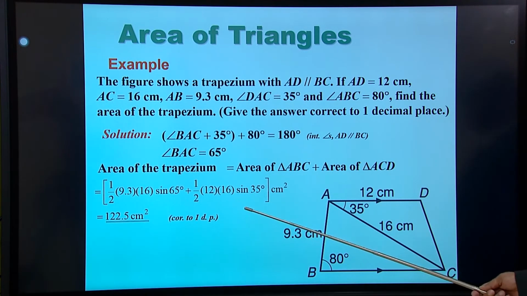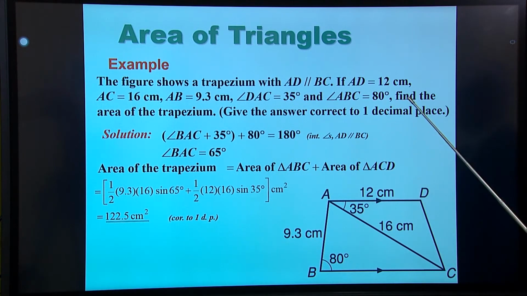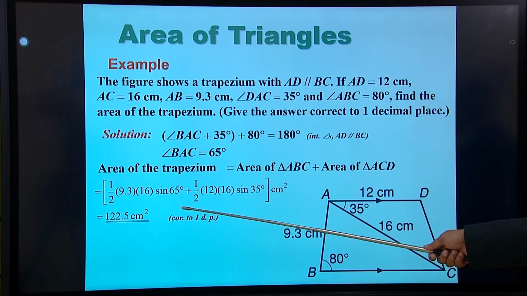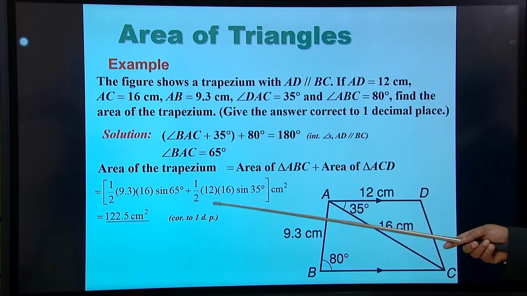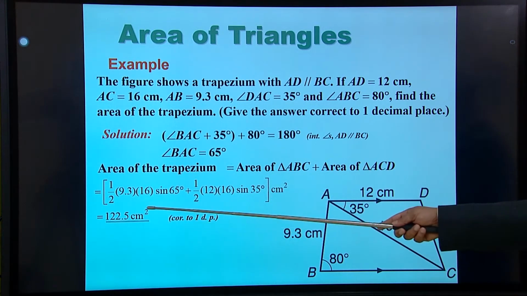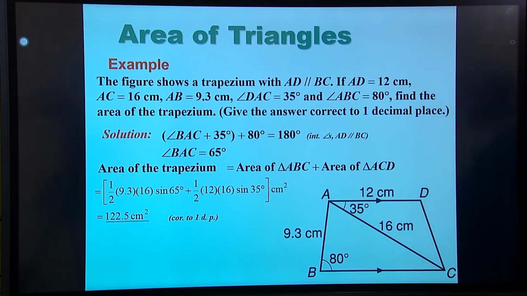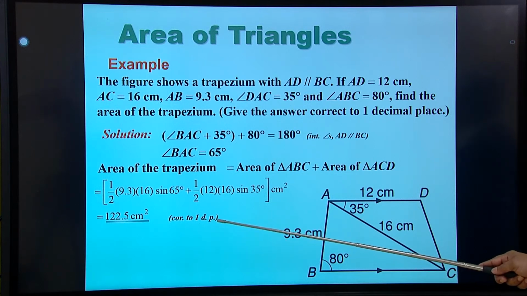Okay? Correct to 1 decimal place. Now let me just make a note about this, because students quite often don't do this. When the question says, give your answer correct to 1 decimal place, that is 1 decimal place. If they asked, give your answer to 2 significant figures, that is different from decimal places. 2 significant figures would be 1.2 times 10 to the 2. Okay, so be very careful about what is decimal places and what is significant figures.